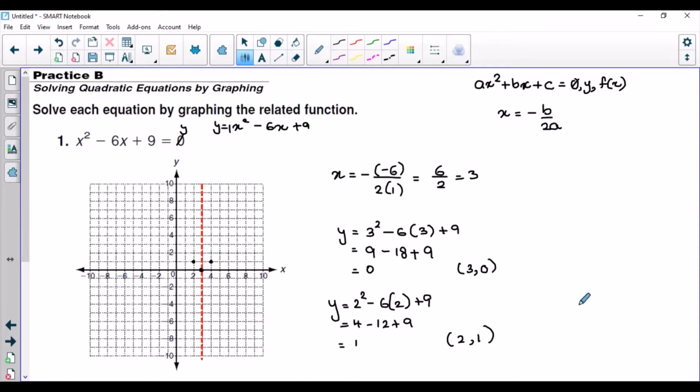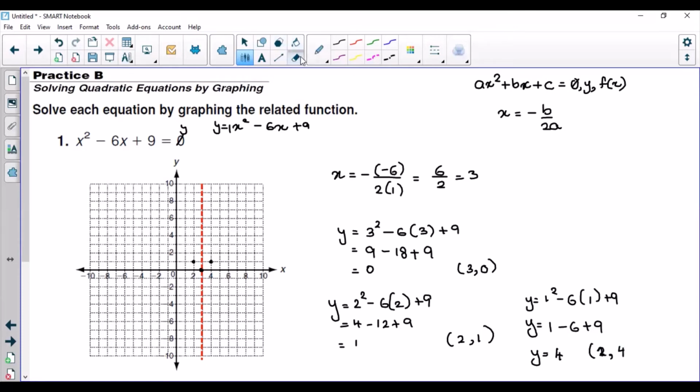Now we need one more point, so let's take x is equal to 1, so y is equal to 1 squared minus 6 multiplied by 1 plus 9. We are just substituting the value of x, that's x is equal to 1, in this equation. y is equal to 1 minus 6 plus 9. This would give you y is equal to 1 plus 9 is 10, 10 minus 6 is 4. So the next pair of coordinates we have is 1 and 4.